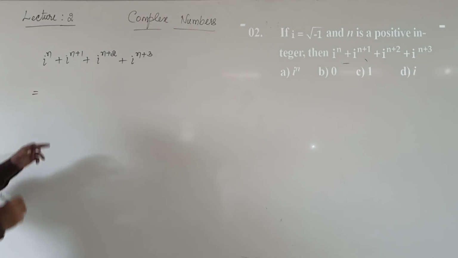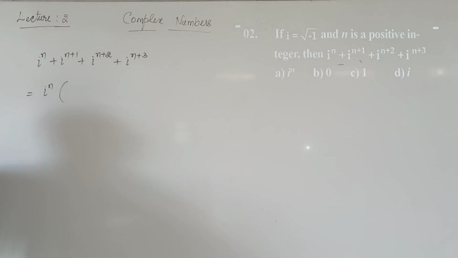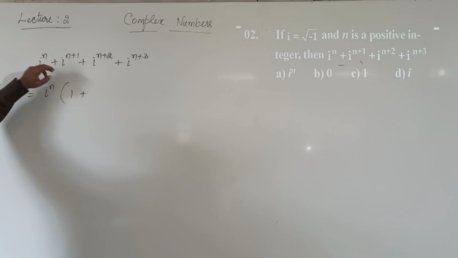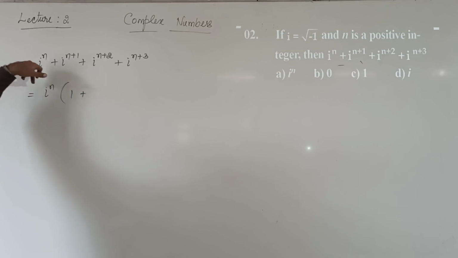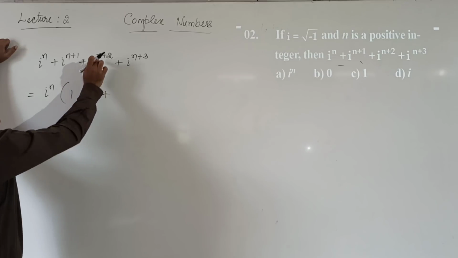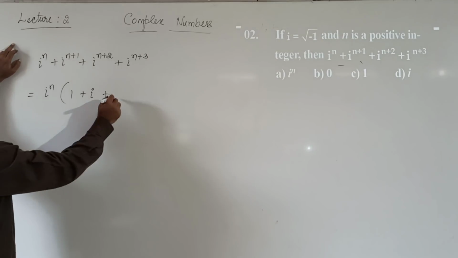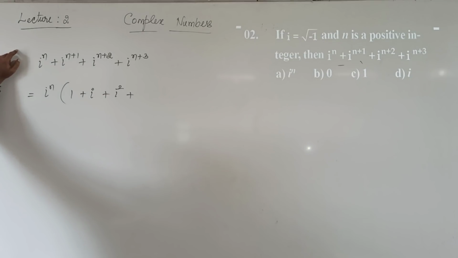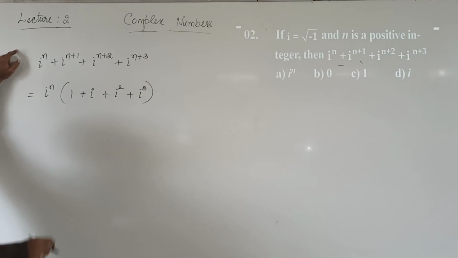From these 4 terms, I will take i power n as a common factor. If I take i power n as a common factor, then what will remain here? 1 will remain. I power n plus 1 can be written as i power n into i, so i will remain. Then i power n plus 2 can be written as i power n into i square, so i square. Then i power n plus 3 is i power n into i cube, so i cube. Okay? That's it.